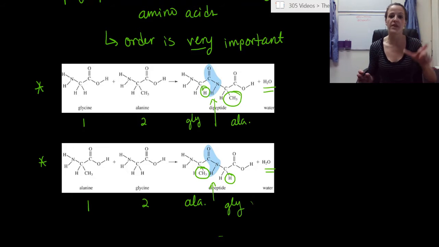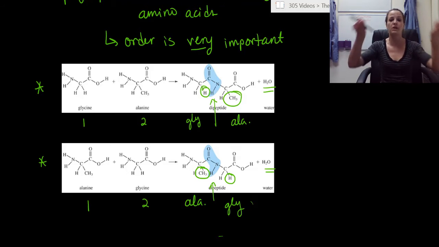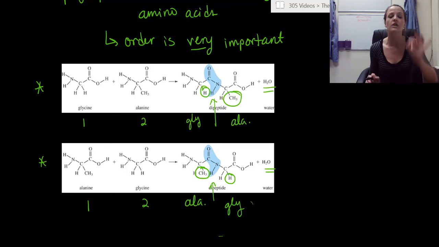So the most important thing that we can remember for our polypeptides, our dipeptides, anytime we're trying to put amino acids together, is that the order is very, very important.